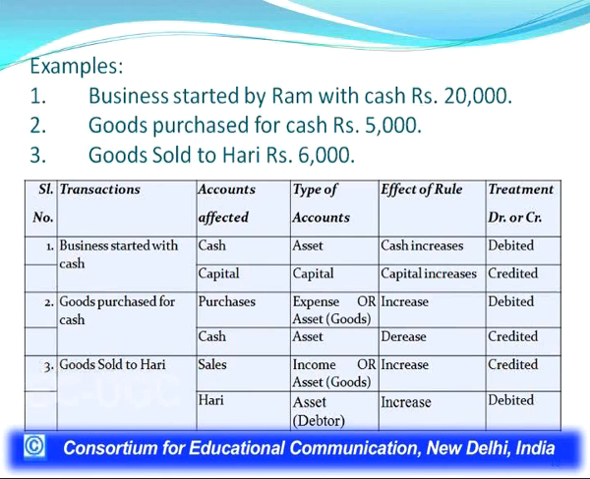We can show it in the journal, cash account debit to capital account or to Ram's capital account. Now, the second transaction, goods purchased for cash rupees 5,000. In this transaction, the 2 accounts affected are the cash account and the purchase account. Purchase account or goods account we could classify as expense because to calculate the profit, purchases are shown in the profit and loss account debit side. Or if we see the goods as an asset, we could also apply the asset rules, but rules are the same for both types of accounts. So, it does not make any difference.